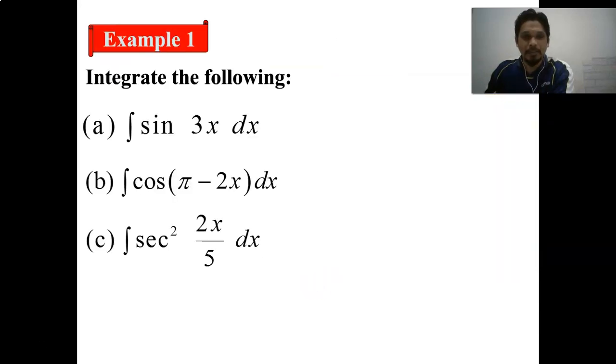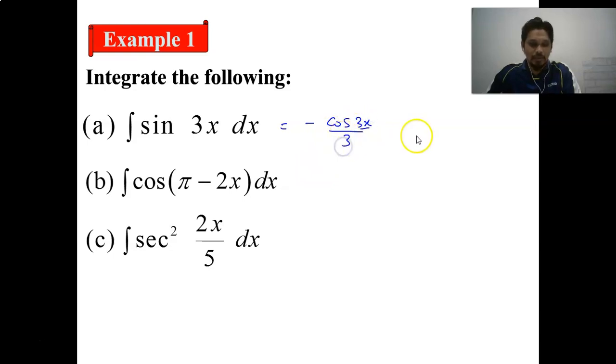Example 1. Integral of sine 3x dx. Differentiate sine gives you cos. Integrate sine gives you negative cos. So the integral of sine 3x equals negative cos 3x divided by derivative of 3x. Derivative of 3x equals 3, plus c.